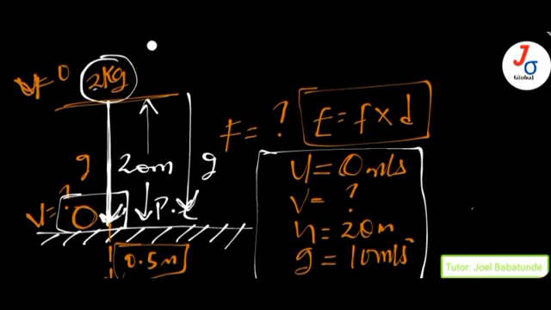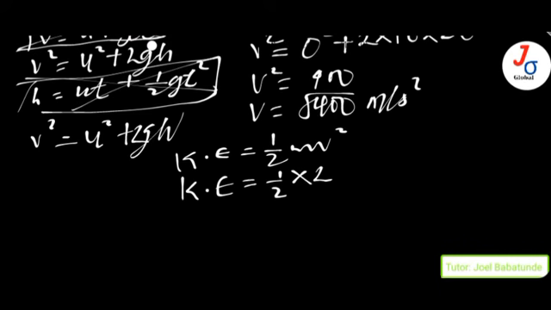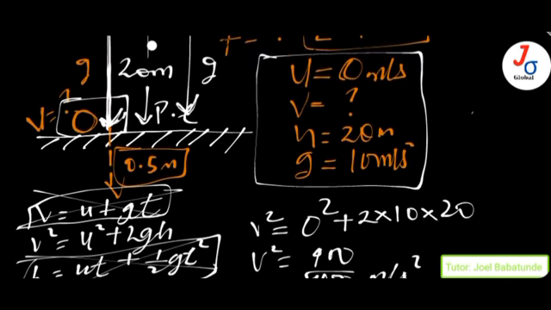Kinetic energy equals half multiplied by the mass of the body. The mass of the body is 2 kg, multiplied by the velocity, which is square root of 400, squared. That is why I left that square root like that. The square cancels out the square root, and half cancels out 2. So kinetic energy is just 400 joules.